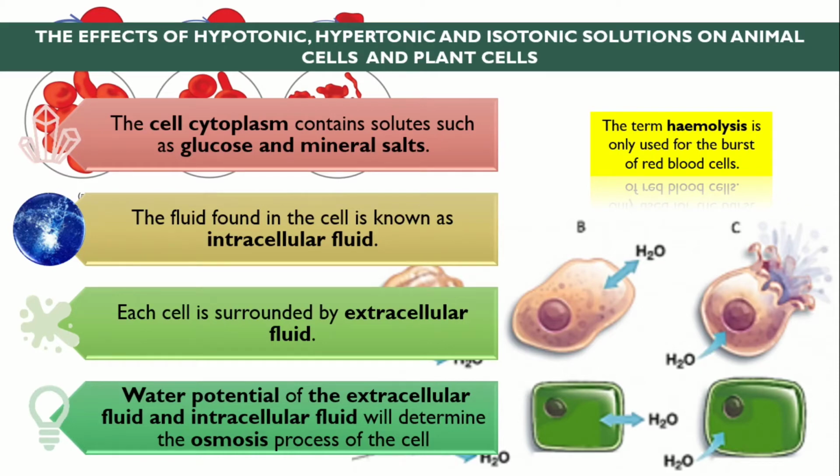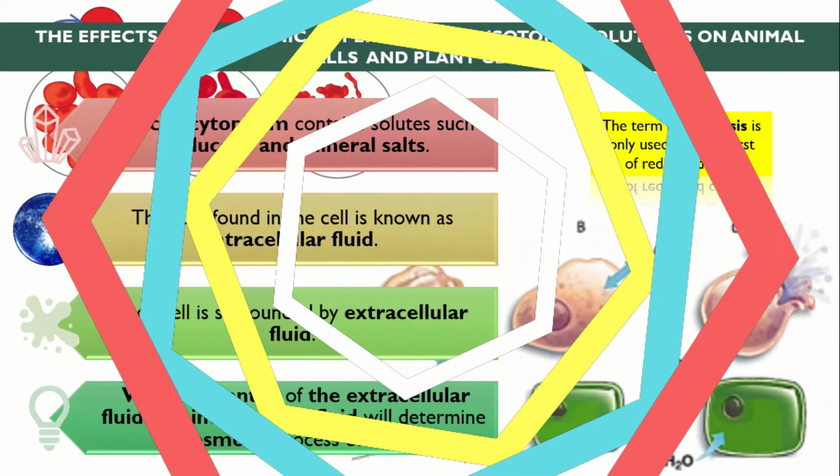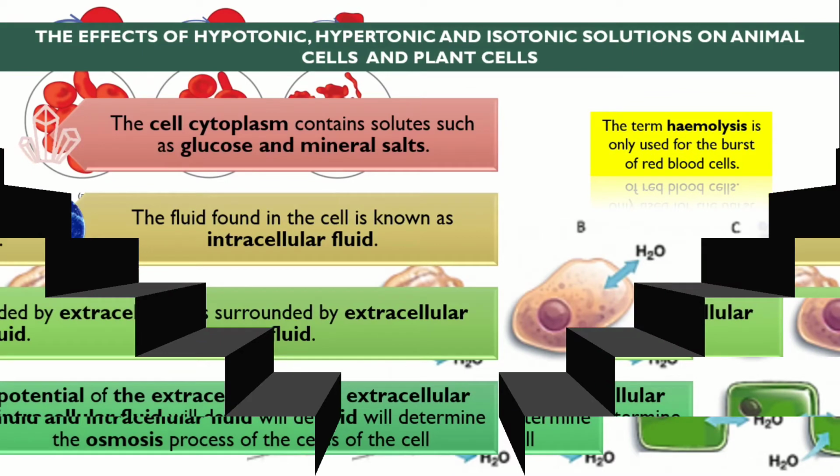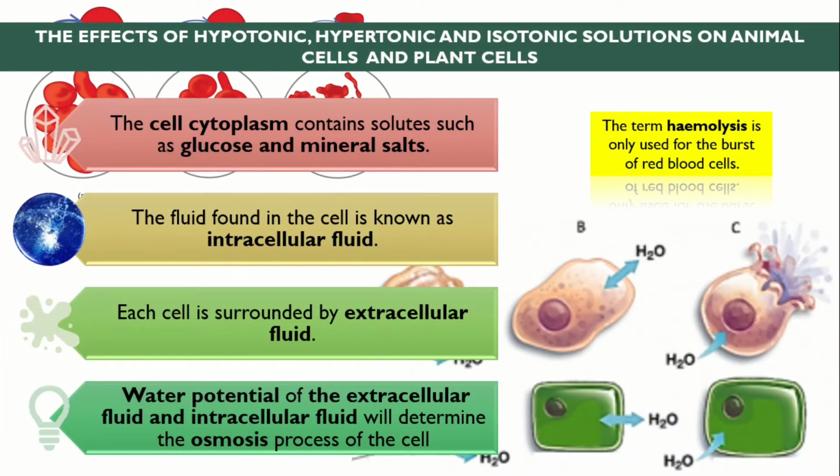Now let me discuss the effect of hypotonic, hypertonic, and isotonic solutions on animal cells and plant cells. The cell cytoplasm contains solutes such as glucose and mineral salts. The fluid inside the cell is called intracellular fluid. Meanwhile, the fluid that surrounds the cell is called extracellular fluid. The cell will always go through osmosis, and the movement of water across the plasma membrane depends on the water potential of the extracellular fluid and intracellular fluid. For additional info, the term hemolysis is only used for the bursting of red blood cells.